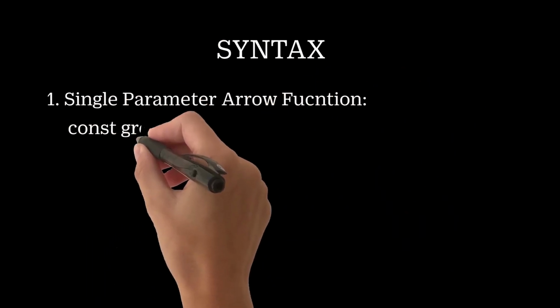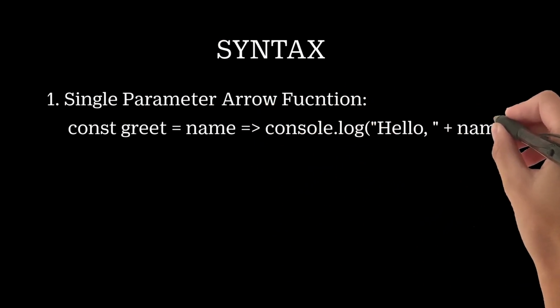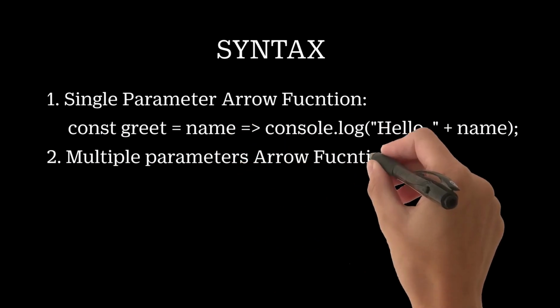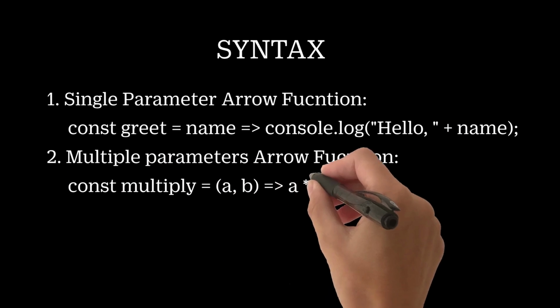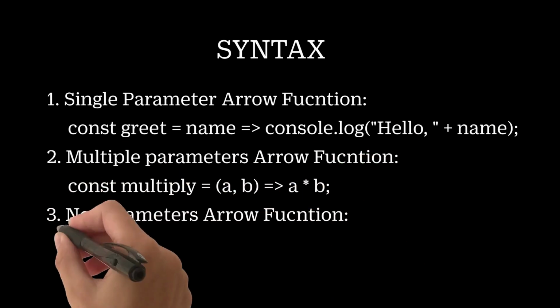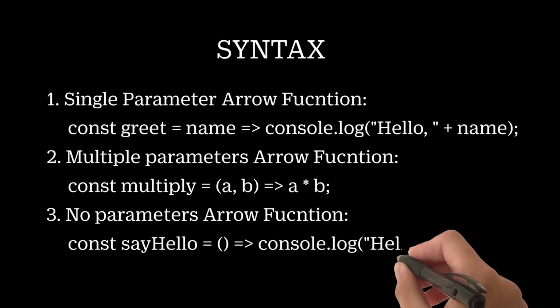const greet = name => console.log("Hello, " + name). 2. Multiple parameters arrow function. const multiply = (a, b) => a * b. 3. No parameters arrow function. const sayHello = () => console.log("Hello"). Explanation.